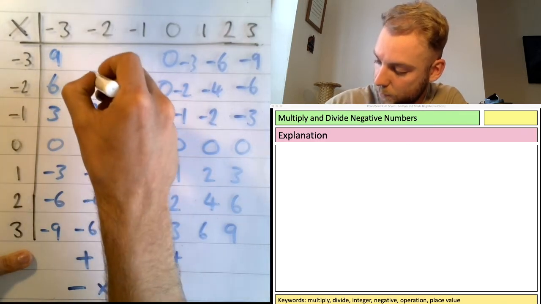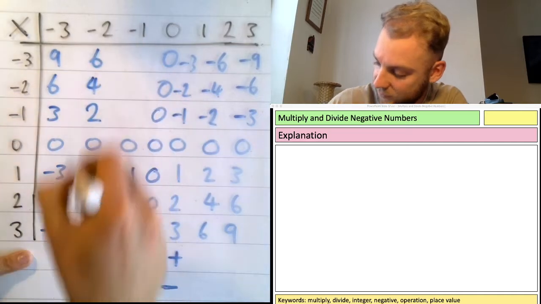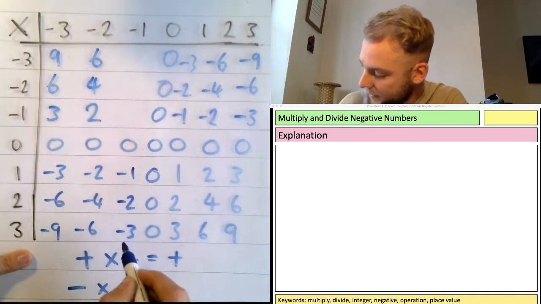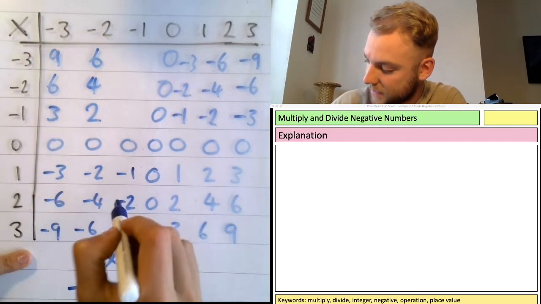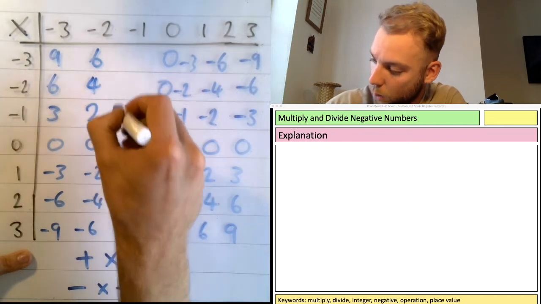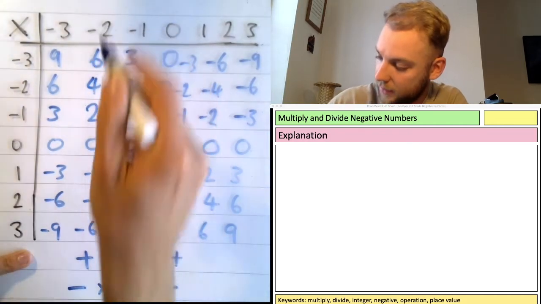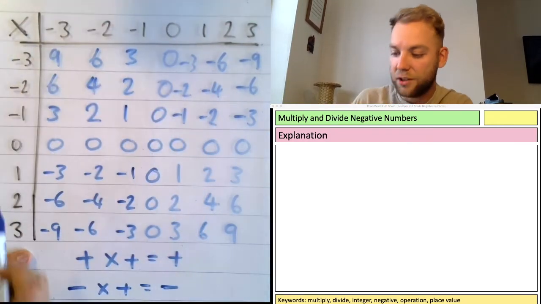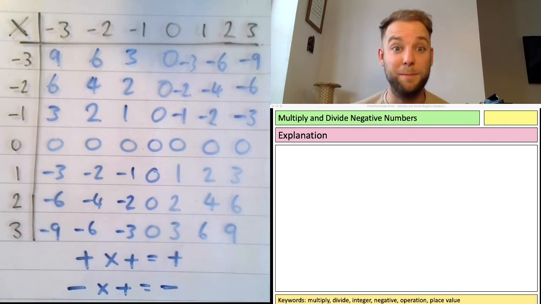2, 4, 6, following the patterns. And then this one here, negative 3, negative 2, negative 1, 0, 1, 2, 3. Going plus 1 up there. And notice, now this is the one that always tricks people out.